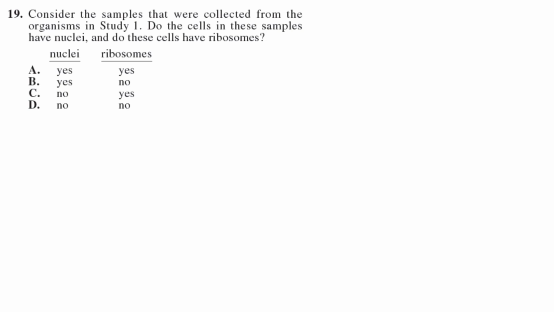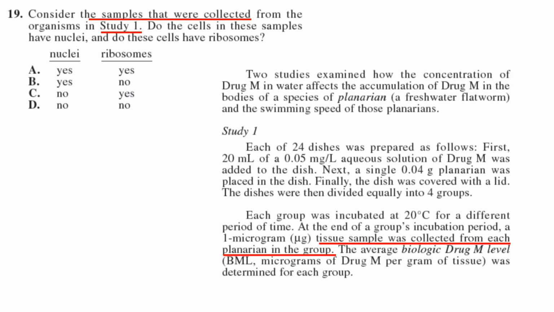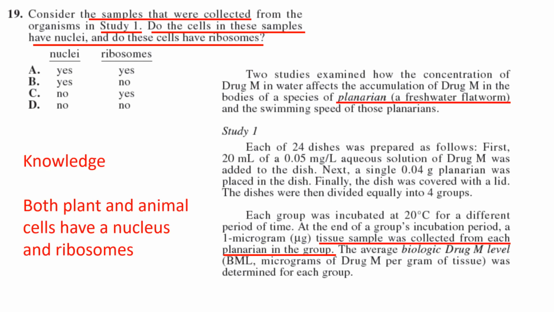Number 19, consider the samples that were collected from the organisms in study 1. So collected tissue samples from each planarian in the group. Do these cells have nuclei, and do they have ribosomes? So the cells are from a freshwater flatworm, which is an animal cell, but knowledge-wise, both plant and animal cells have a nucleus and ribosomes, so your answer is A. Remember, on the ACT, 1 to 4 questions will test basic scientific knowledge, so this is one of those.